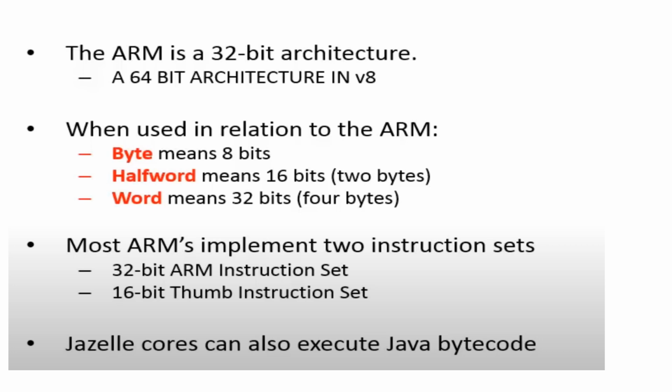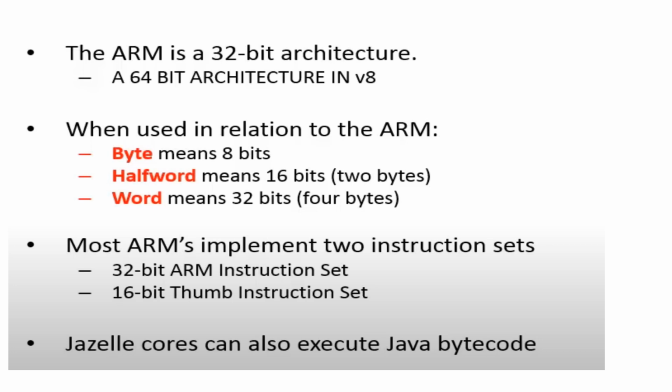When working with the ARM, we have to know what is a byte, what is a half word and what is a word. Here the byte means 8 bits, half word means 16 bits, that is 2 bytes. Word means 32 bits, that is 4 bytes. Here we are using 32 bits. We may use a byte, half word or word in our ARM processor.